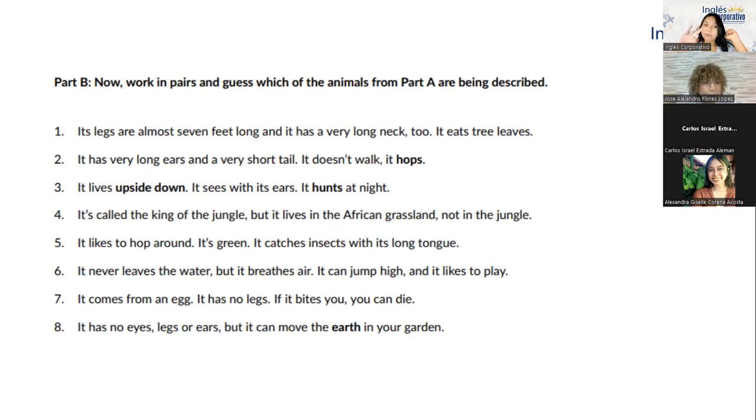Listen to number three. It lives upside down. Teacher, what is upside down? Upside down means al revés. Yeah? De cabeza. Al revés. Ajá, it sees. But, so it sees with its ears. Fíjese de que los murciélagos ven con los oídos. It hunts at night y caza de noche.